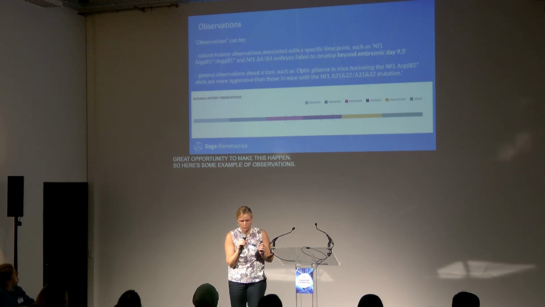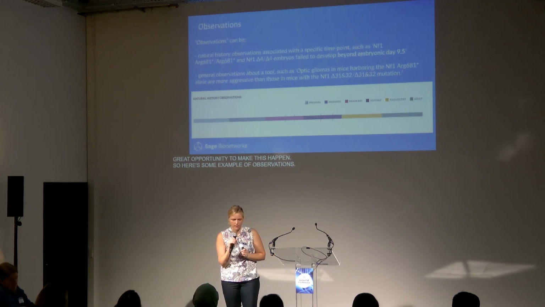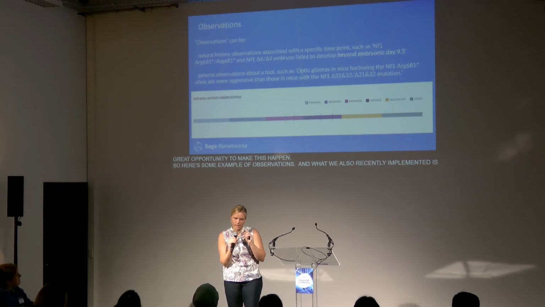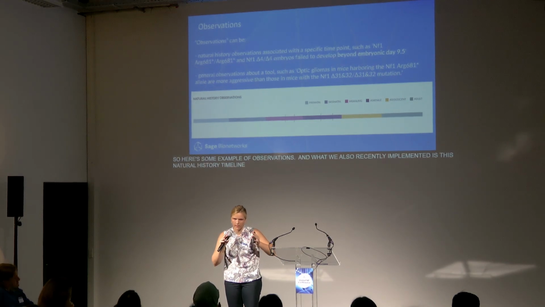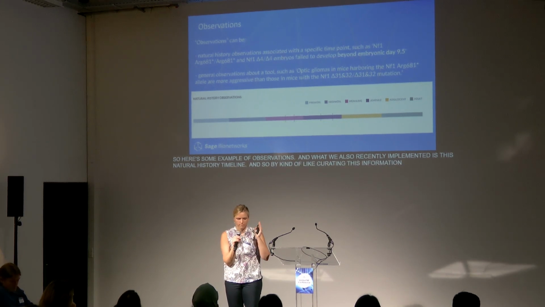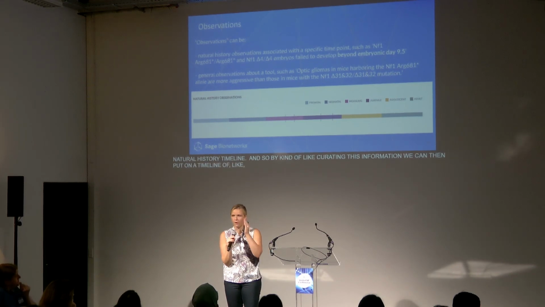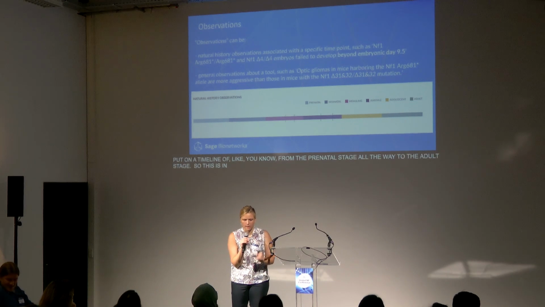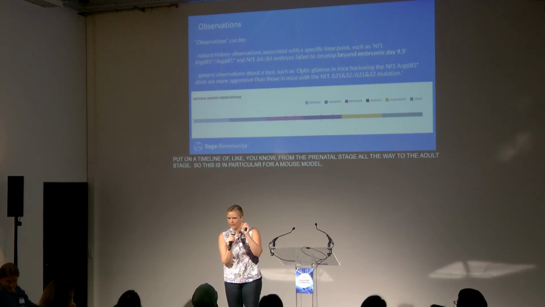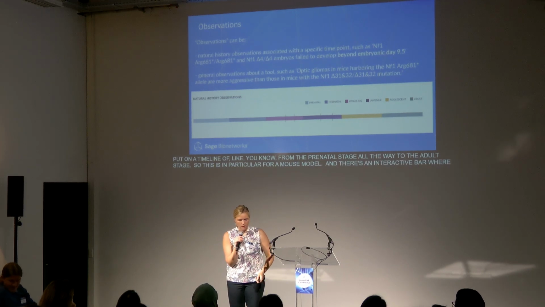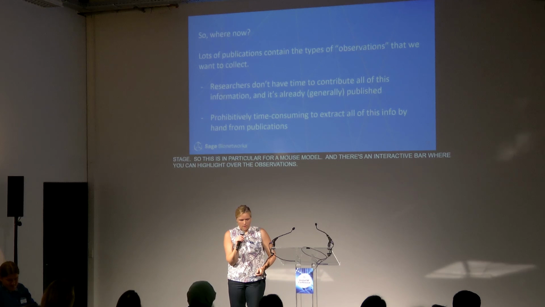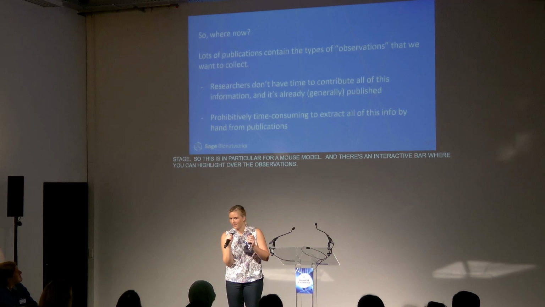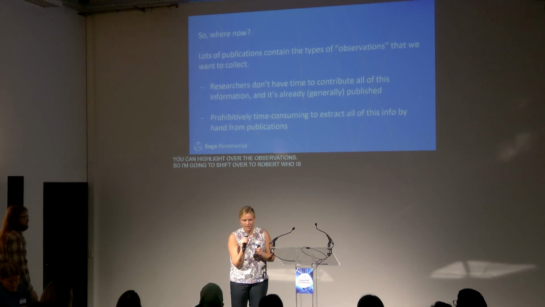What we also recently implemented is this natural history timeline. By curating this information, we can then put it on a timeline from the prenatal stage all the way to the adult stage. This is in particular for a mouse model. There's an interactive bar where you can highlight over the observations. So I'm going to shift over to Robert, who's going to dive into using the LLMs to curate publications.